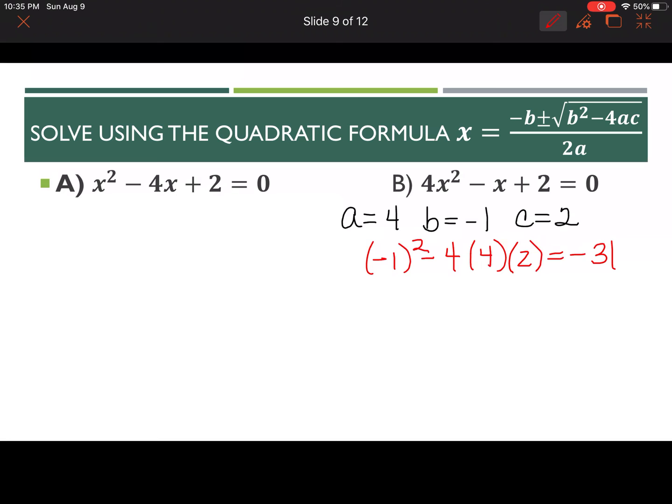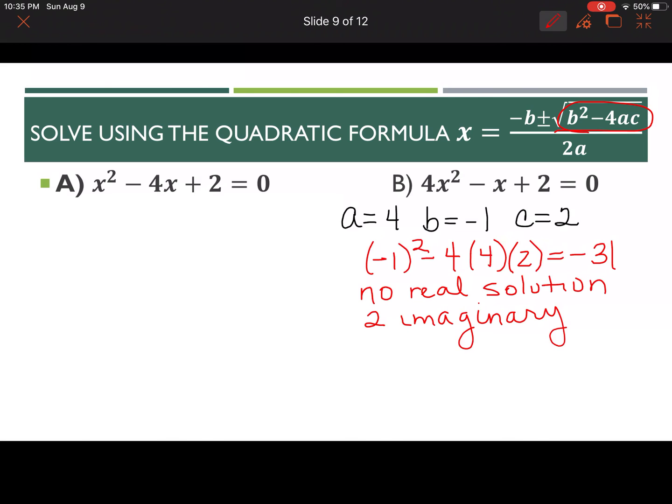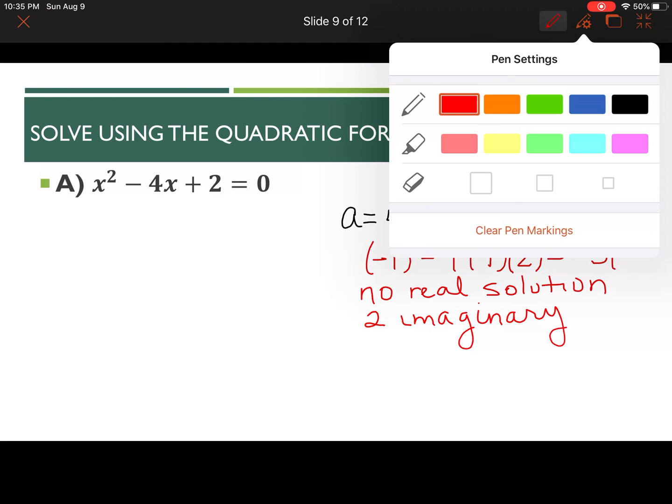Now, because this is a negative discriminant, we know that there are no real solutions. No real solutions. We're looking for two imaginary. So if we were to graph this parabola, it's not going to come down far enough to touch the x-axis. Now that we know that part, this number here is negative 31. Let's go ahead and fill in the rest and simplify.